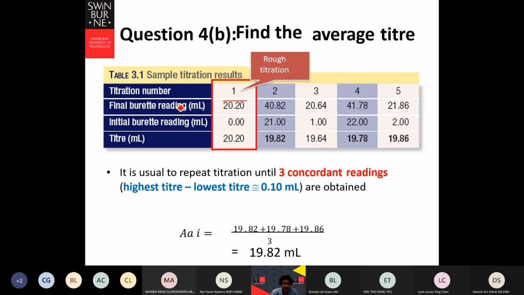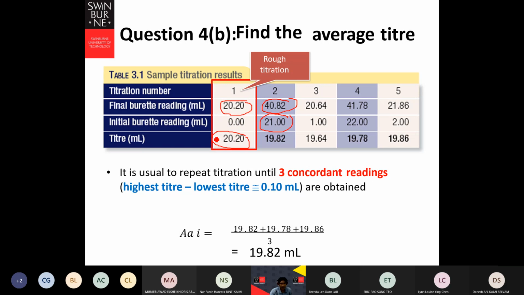At the beginning, first we have taken 20.20. Volume in the burette, and initially it was 0, and we have added 20.20 milliliter of HCl in the conical flask. For the second run, we have taken 40.8 milliliter, and then we have added 21 milliliter. The final one, we saw that it was 21, and initially it was taken 40.